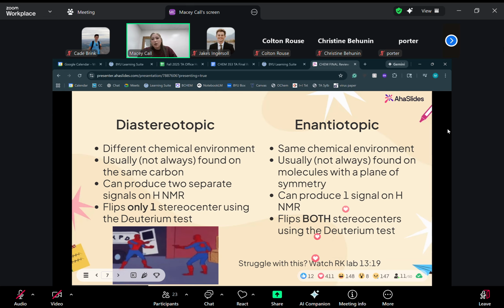And then enantiotopic, they're the same, or equivalent, you could think of. So enantiotopic, equivalent. So they're usually, there's a plane of symmetry. So I might have a group here, and then I'm comparing the hydrogens here.